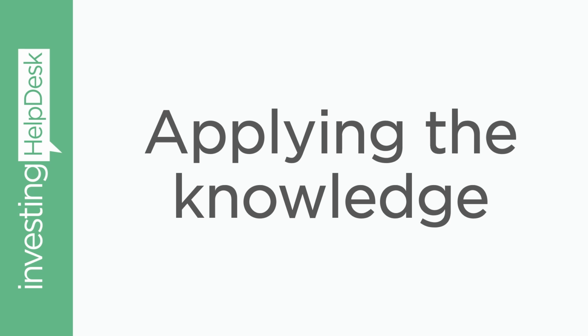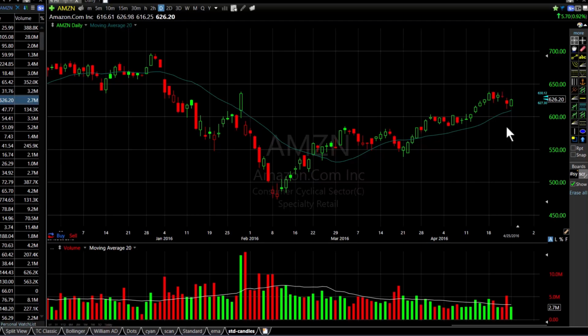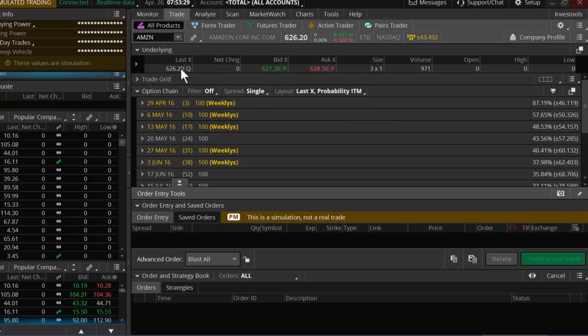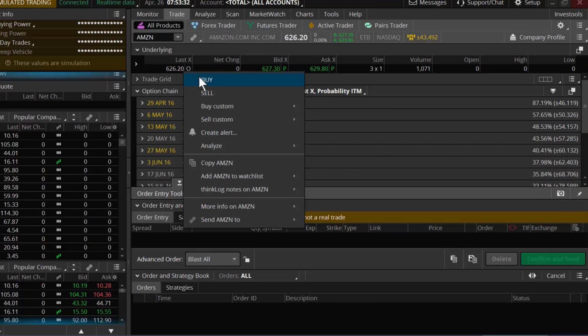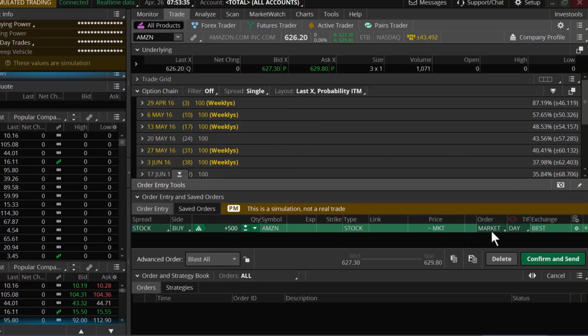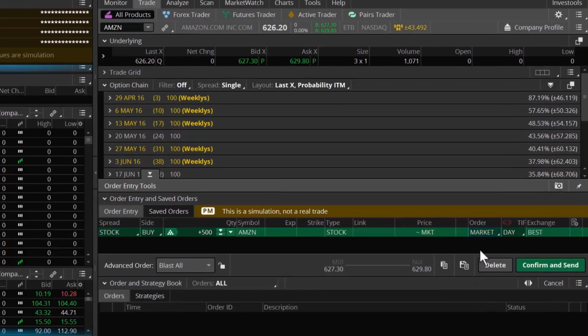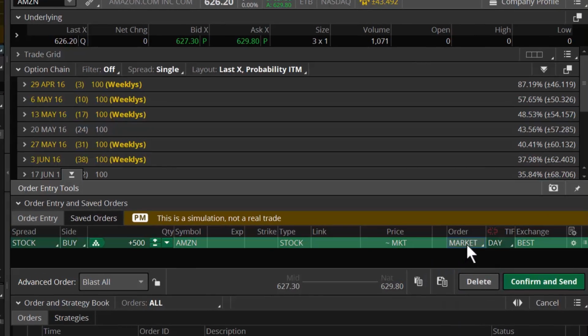So let's take a look at applying this knowledge on the charts. Here we have Amazon, which right now is at $626 per share. If we look at the dashboard and we were interested in buying that stock, I can right-click and buy this stock, and you'll see this order populate into a market order. In here, I can do a limit order. There's also a stop, limit, trail stop, so there are a few other order types, but the basic type of order is a market order, and you see that the price is market price.